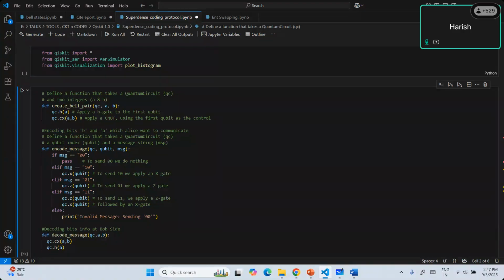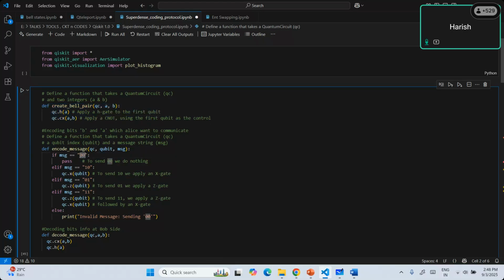Okay, so this is the function I have written to create a Bell pair. As you remember, in a quantum circuit we supply two qubits, A and B. First we apply a Hadamard gate on the first qubit, then a controlled-NOT (CX) from the first qubit to the second qubit, so we can create a Bell pair. Now what we want is to send 2 bits of information.